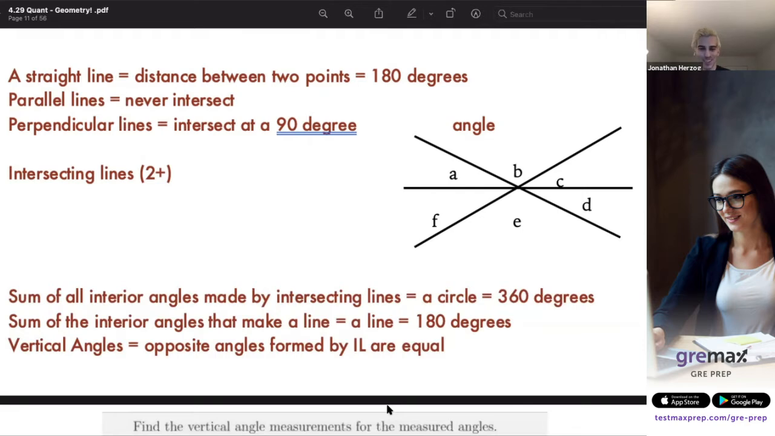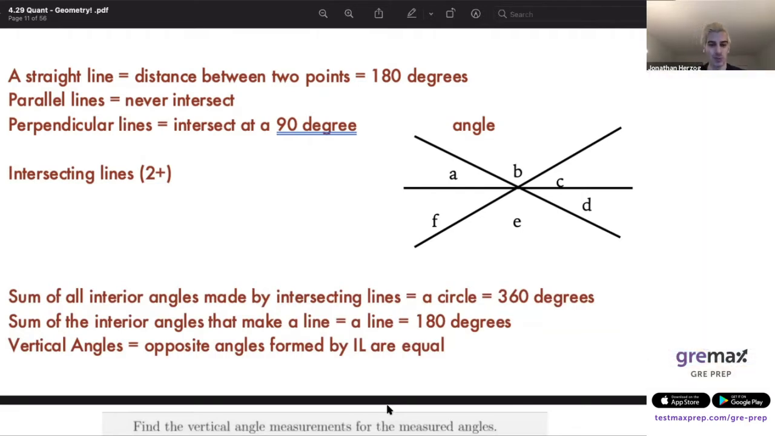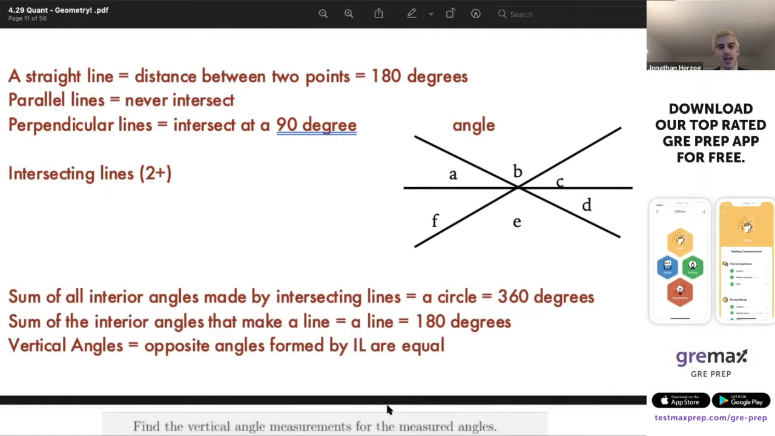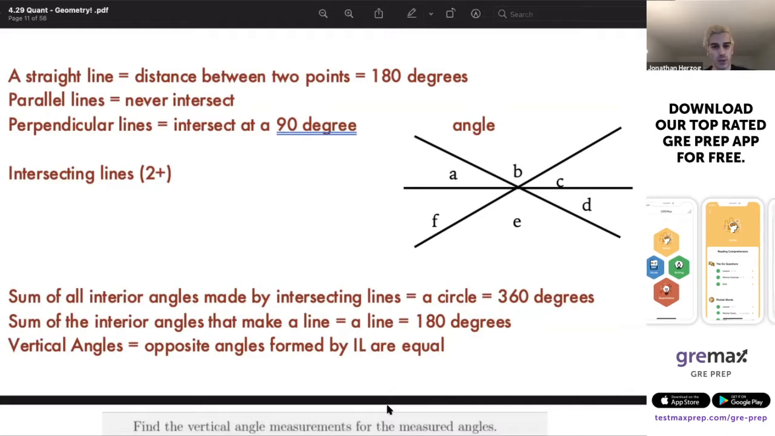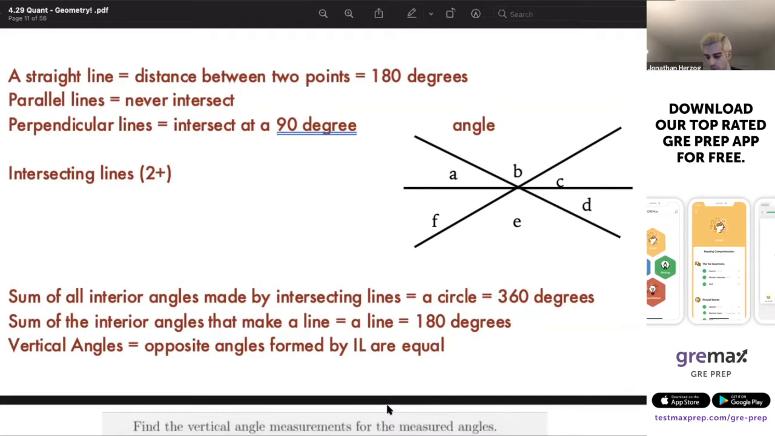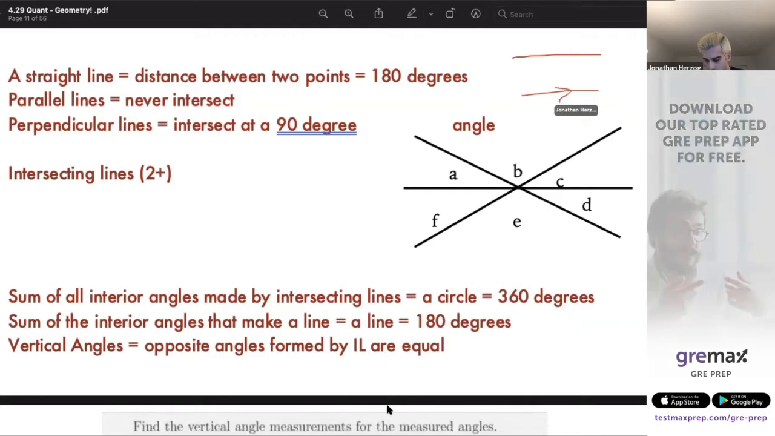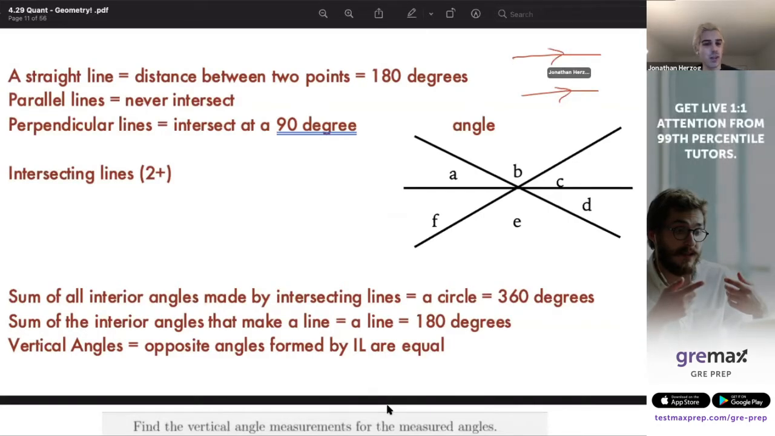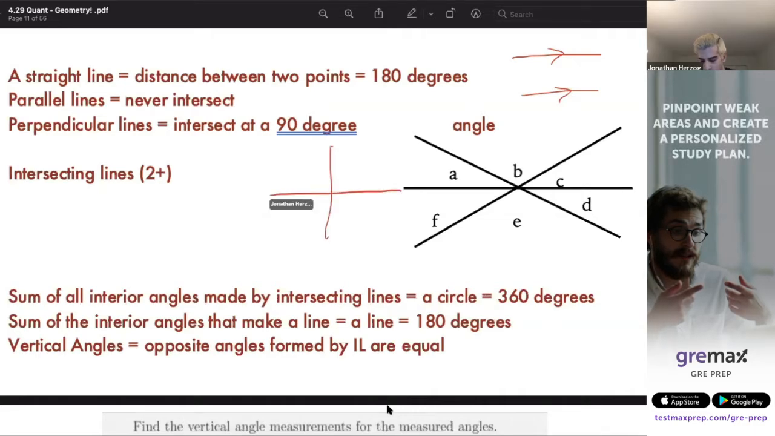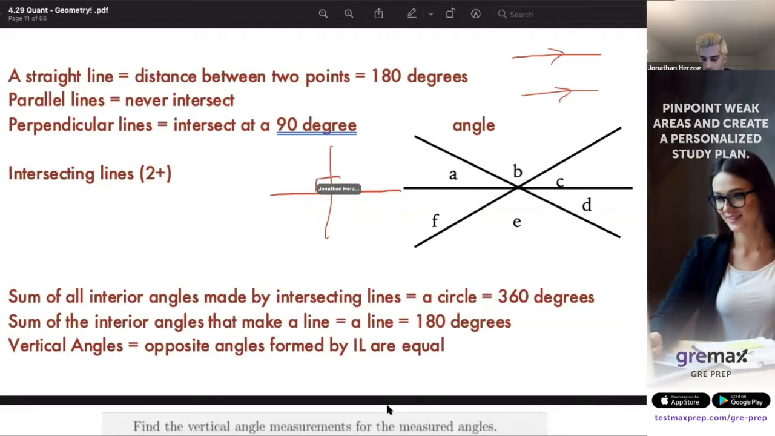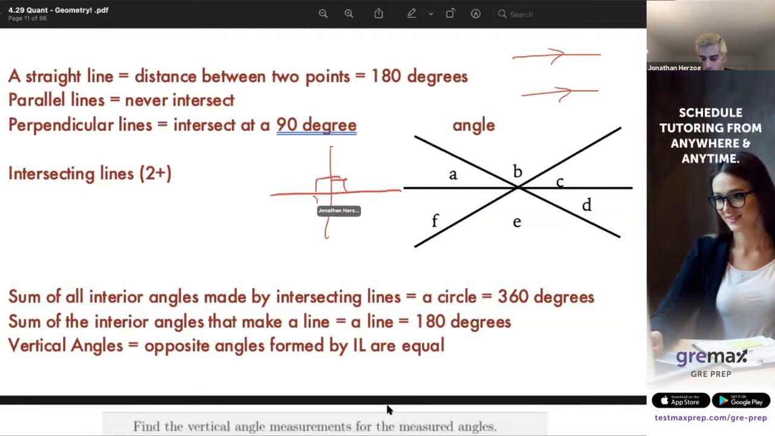So here we go. A straight line, or the distance between 2 points, has a measurement of 180 degrees. Parallel lines, as we saw before, often notated as such, are two lines that never intersect. Perpendicular lines, by contrast, are two lines that intersect at a 90-degree angle. A 90-degree angle is often notated by these little corner boxes on the GRE.